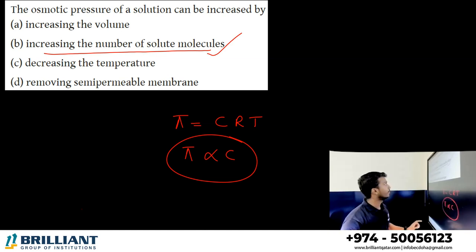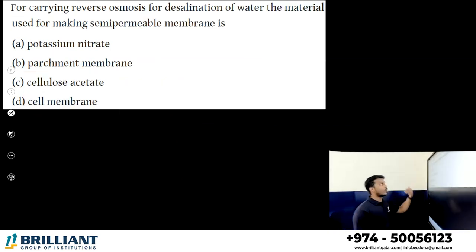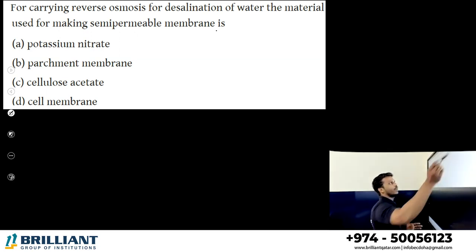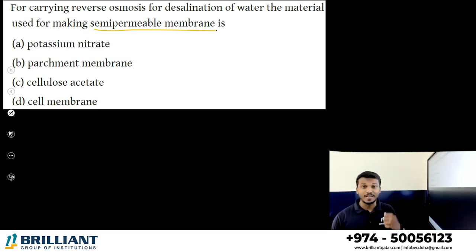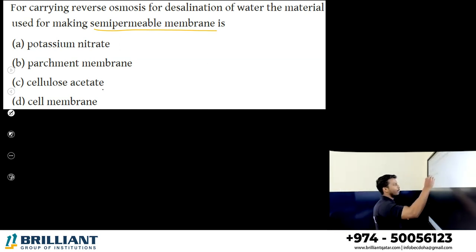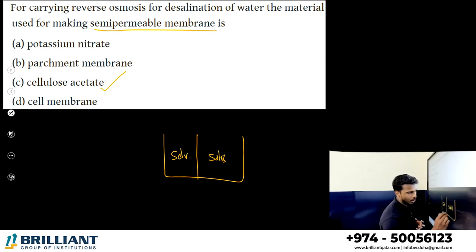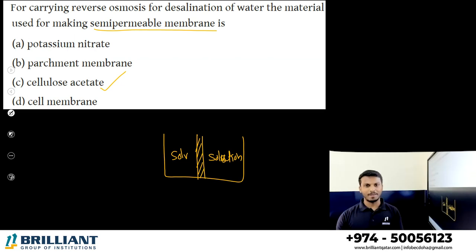Next question, dear all. For carrying out reverse osmosis for desalination of water, seawater can be purified, or you can remove the salt, NaCl, by using reverse osmosis. The semi-permeable membrane is made up of which material? Cellulose acetate. There is a pure solvent on one side, and on the other side you have solution, separated by a membrane. What is that membrane called? Semi-permeable membrane. It is made up of cellulose acetate.